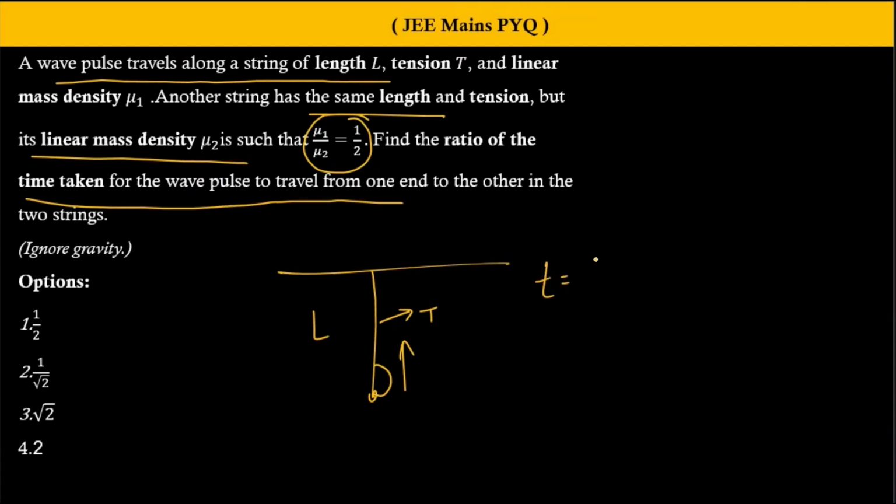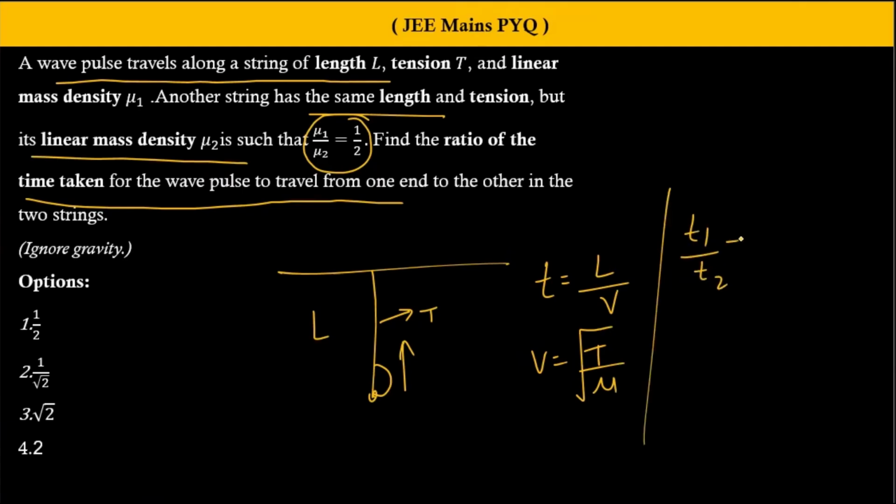What will be the time taken? Time taken will be length by velocity, and what is velocity? Root of T by mu. Okay, so if you talk about time taken, T1/T2, then this is equal to V2/V1. So time taken is inversely proportional to velocity, and velocity is what? Inversely proportional to what? Root mu. Okay. So V2 will be equal to how much? This will become mu1/mu2, you can say. So this is nothing but 1/root. Okay, so something like that. Simply putting the formula, getting the answer.